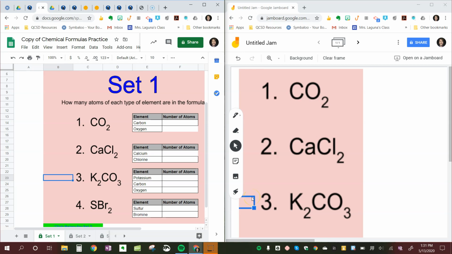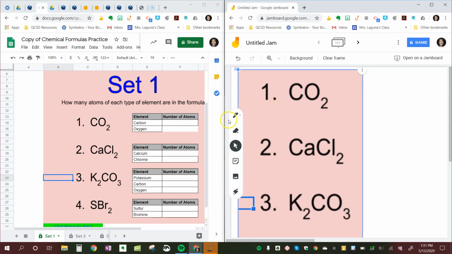Let's go over the answers to chemical formulas practice. Let's start with set 1. In set 1, we have some subscripts and we have some letters that don't have subscripts. Please remember that when there's no subscript, then we are thinking of it as a 1. Okay, so there's a 1 after this C.